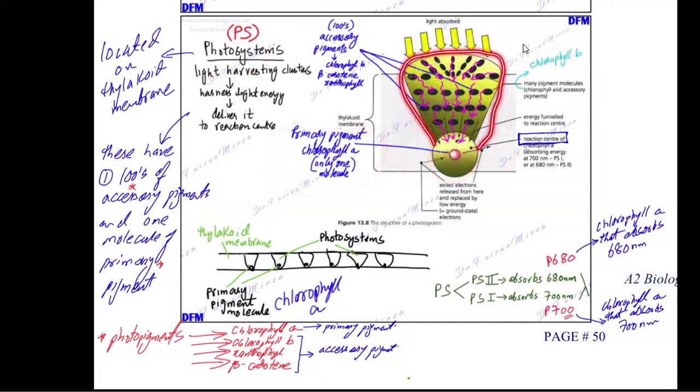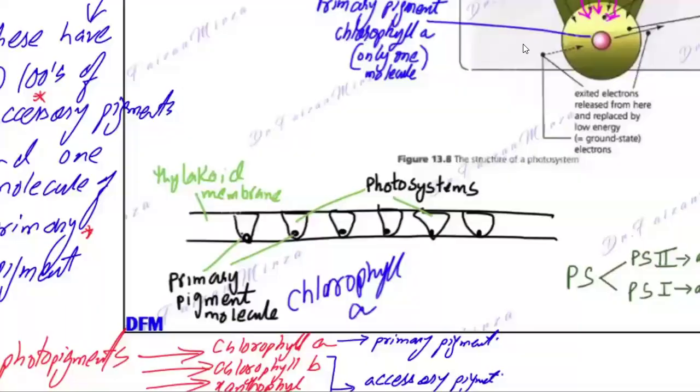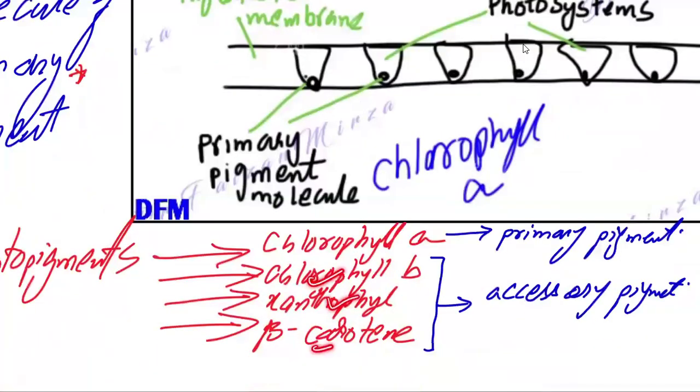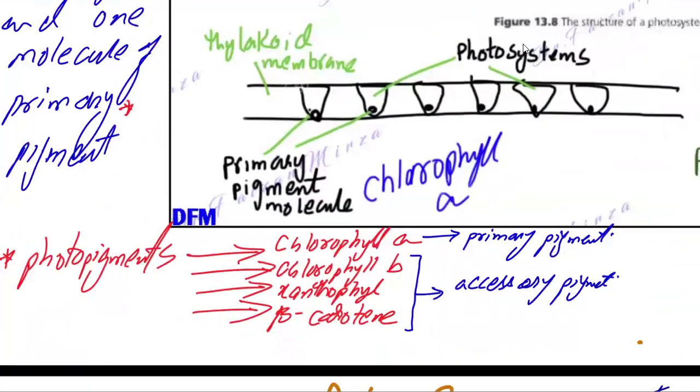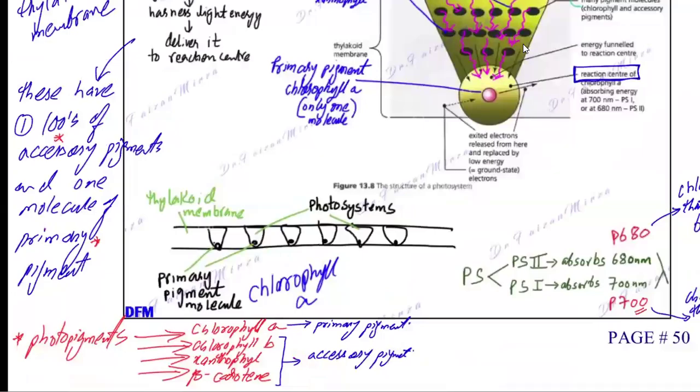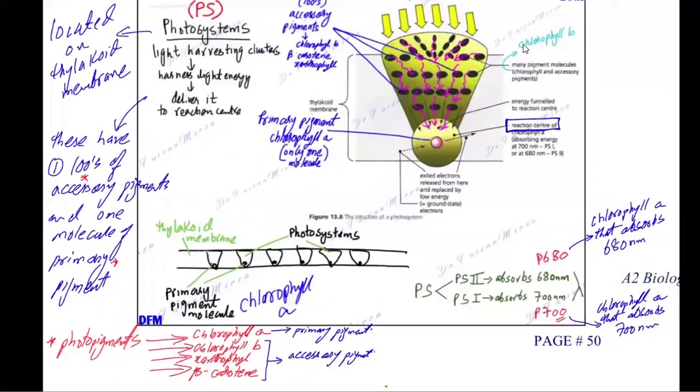Then there are hundreds of molecules of accessory pigments present on the same photosystem. These accessory pigments include chlorophyll B, xanthophyll, and beta carotene. These are all accessory pigments, so these are all photopigments. This is how a single photosystem looks.